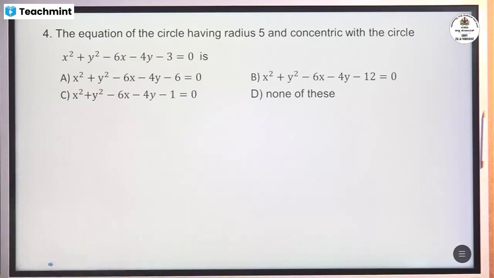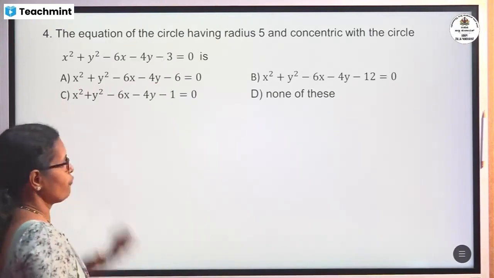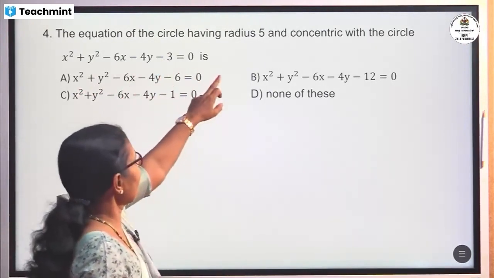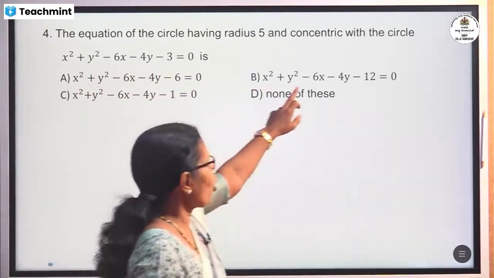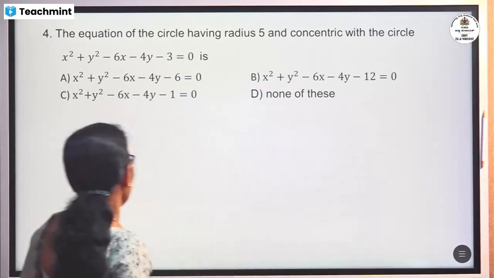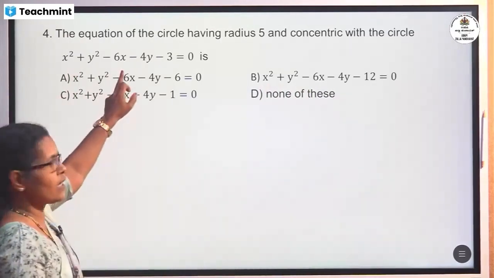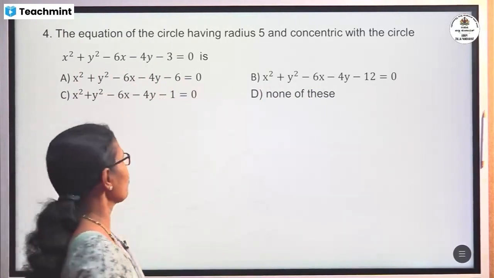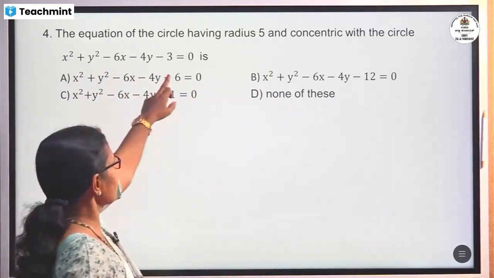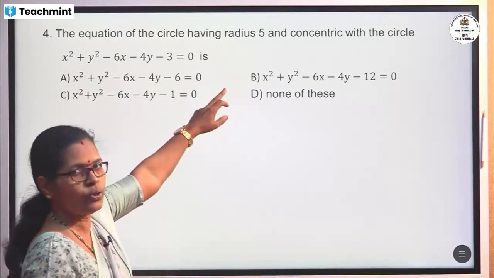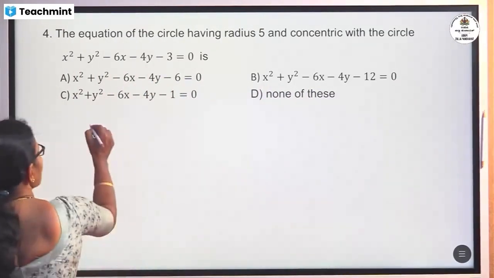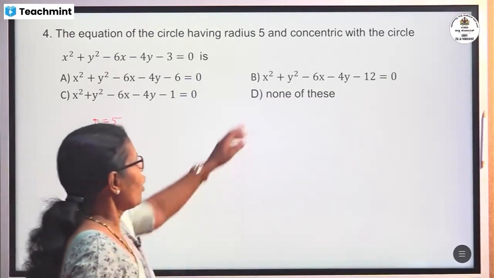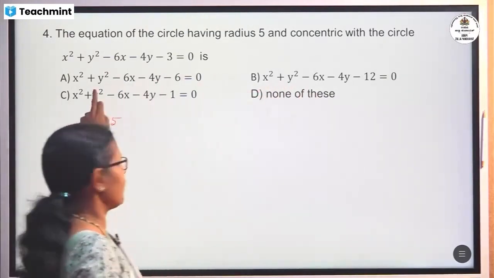Now, we move to the next question. Question number 4. The equation of the circle having the radius 5 and concentric with the circle x square plus y square minus 6x minus 4y minus 3 is equal to 0 is. The radius is given, so r is equal to 5, and it is concentric with the circle.